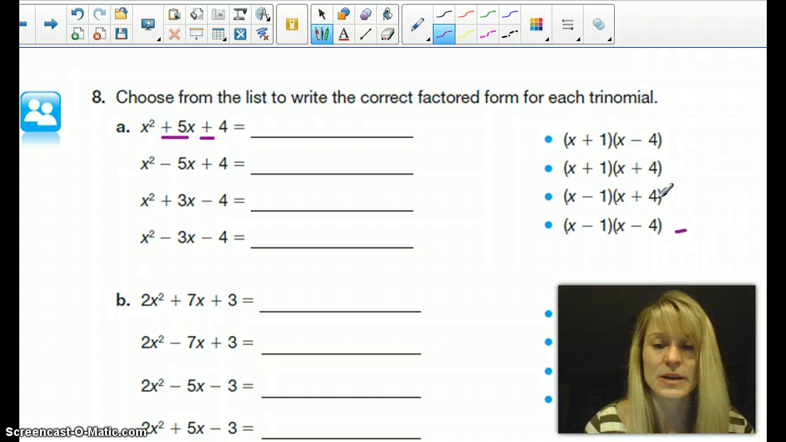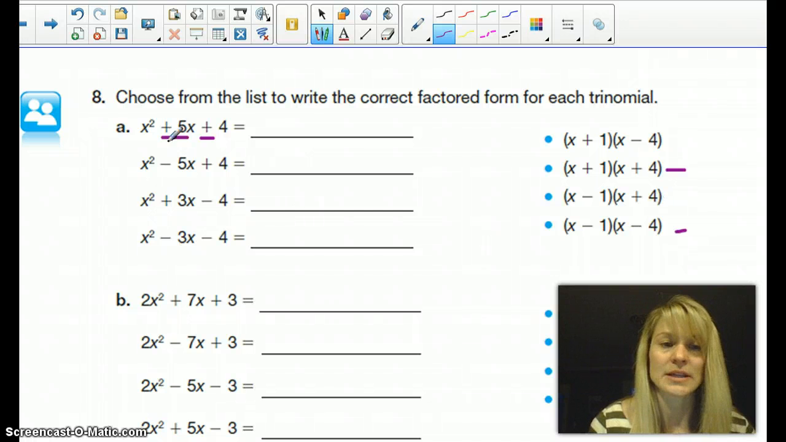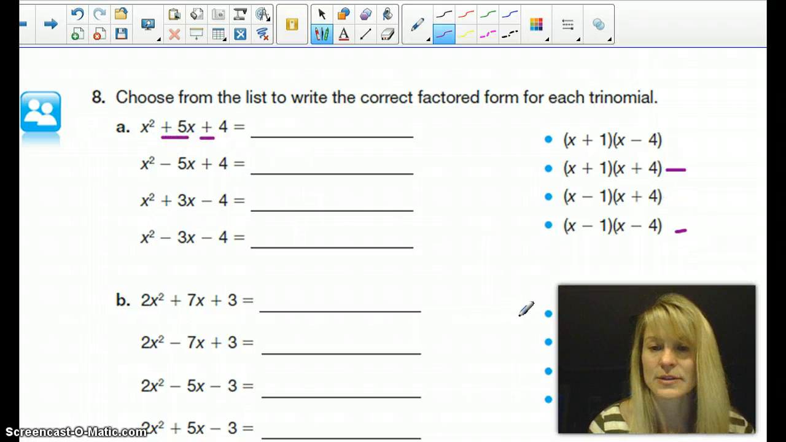This is a negative times a positive. That's going to be negative, so that works. Positive times positive, that could work. Positive times negative, that would be negative. So we only have two possibilities that would work. So we know that this will give us x squared. This will give us negative 1 times 4, which is negative 4. The question is, which one is going to give us a positive 5x for the center? So if we just look at the distributive property, this is going to give me a negative 1x.